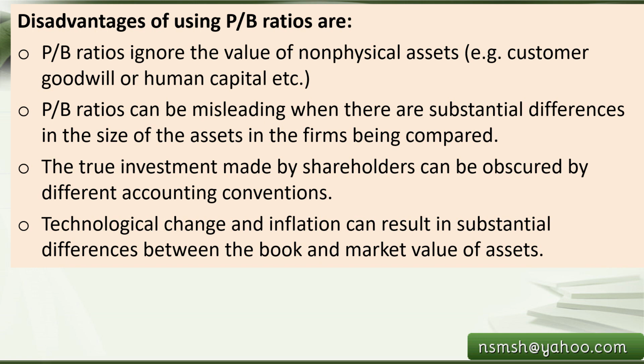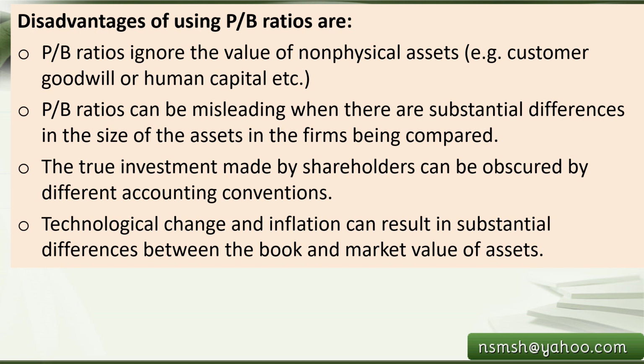Also, the PB ratios can be misleading when there are substantial differences in the size of the assets in the firms being compared. When two firms are compared, you have to see if there are substantial differences in the size of the assets, and also in the combination of assets. Maybe more financial assets and more non-financial assets, that also can have a different play. And maybe book value will be there, but the assets are not worth enough for that. So these kinds of combinations also may be there.